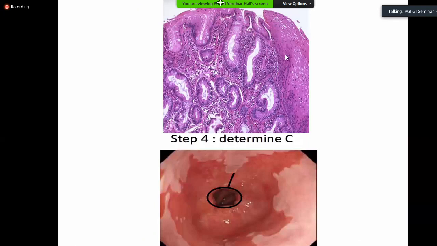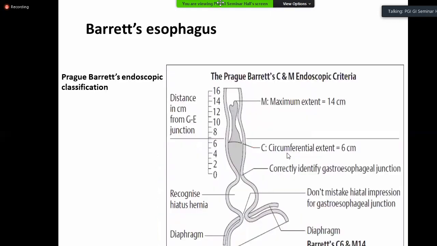So how do you define it? On histology, if you take a biopsy here, you will see the squamous epithelium and the columnar epithelium. So you look at it in the context of the diaphragmatic pinch, and this would be the Z line. You estimate the Z line, and this distance is the C, the circular part, and this distance will be the maximal part. Just to get it better, here is the diaphragmatic pinch, here is a small hiatus hernia, and this is the gastroesophageal junction, and this is the gastric mucosa going up into the esophagus.